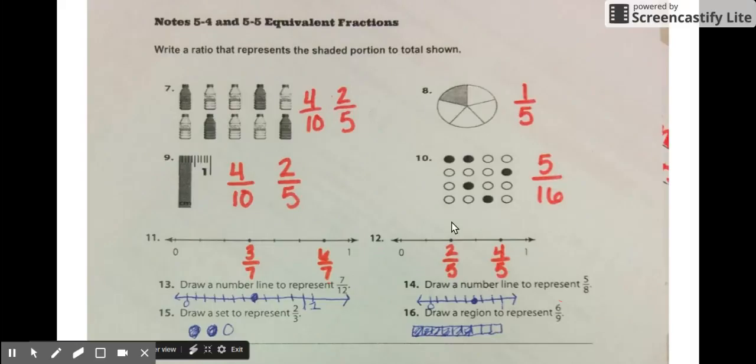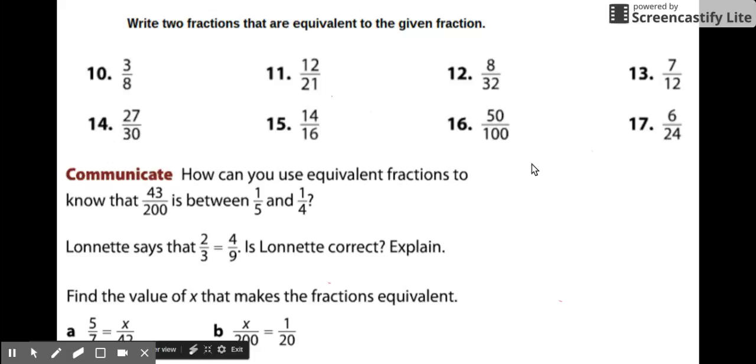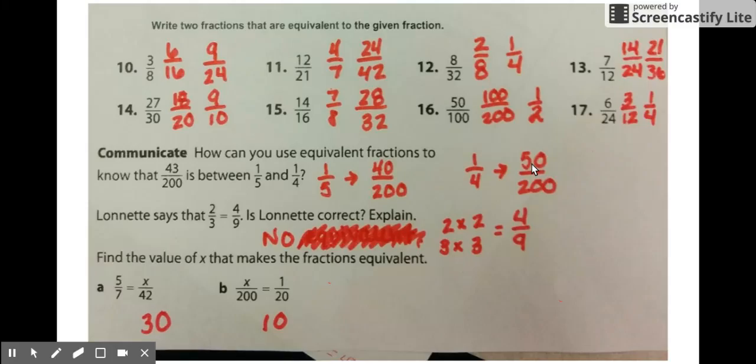Okay, the bottom half, these are a long set of notes. It says write two fractions that are equivalent to the given fraction. So this is the same thing as proportional ratios. So I'm just going to go ahead and flip to this screen. You do need to copy this down, but this was when we'd have to multiply or divide the numerator and denominator by the same number.